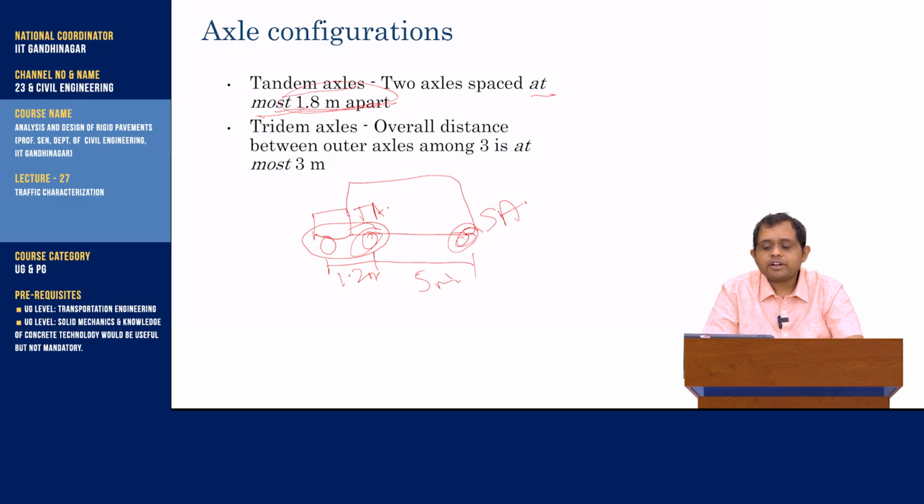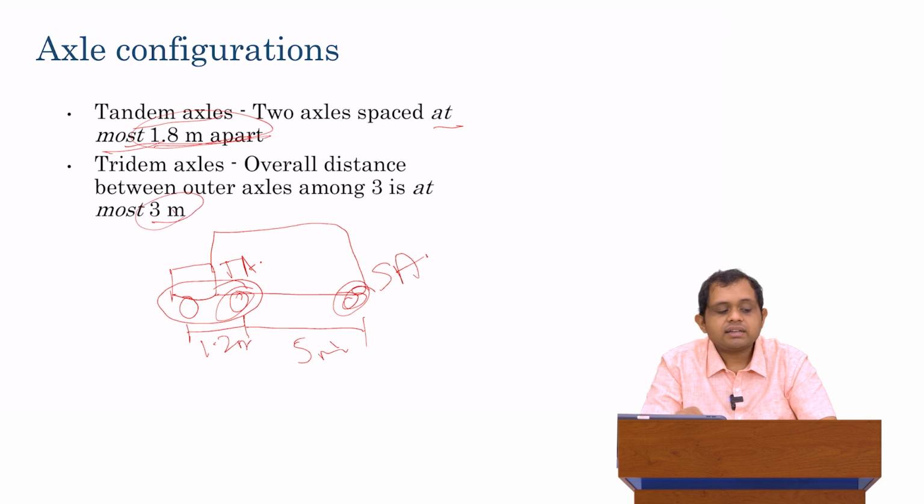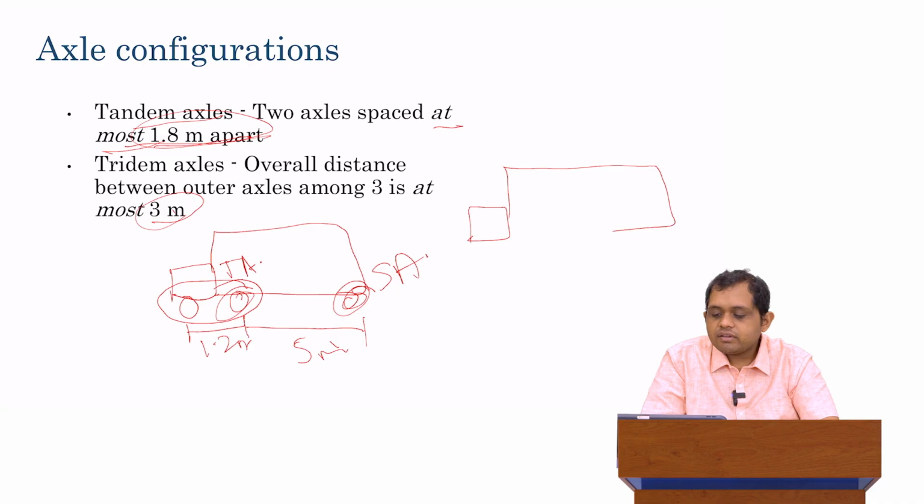Similarly, let's look at an example for tridem axles. Tridem axles is when the overall distance between the outer axles among a set of three axles is at most 3 meters. So the number here is 3 meters. What would that look like? Let me try to draw an example over here. Let's say we've got a truck like this and we've got 2, 3. It's not an unusual configuration. Let's say this distance is some 2.5 meters. And let's say this distance is maybe 3.2 meters. This is all in meters. And then this distance might be, let's say, 1.6 meters.